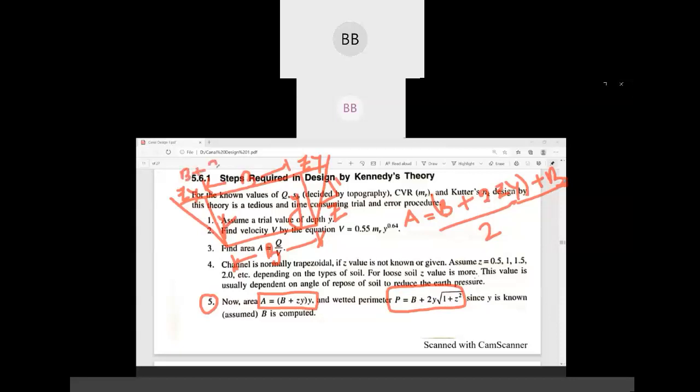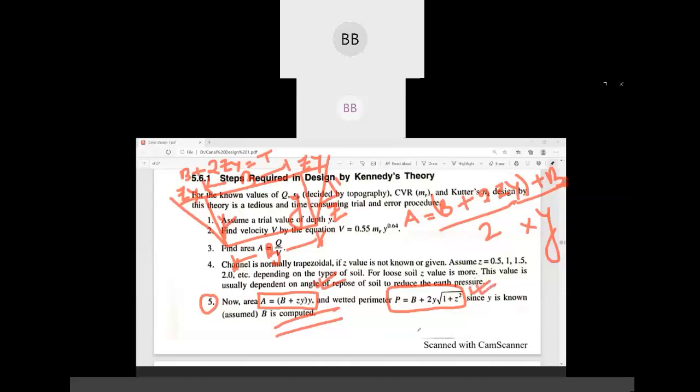Top width is equal to top width. So if you add these two, divided by 2, multiplied by your vertical distance, that is y. If you further simplify, you will get this equation: because this is b plus twice zy and this is also b, it will be 2b, then divided by 2 it cancels out, so you are left with b plus zy multiplied by y. Okay, so this is the equation for trapezoidal area, and this is your wetted perimeter.